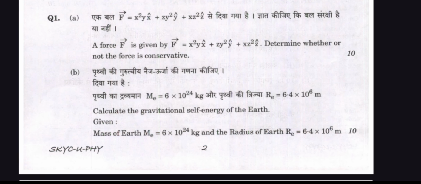Question 1A. A force vector F is given by F = x²y x-cap + zy² y-cap + xz² z-cap. Determine whether or not the force is conservative. And question B. Calculate the gravitational self-energy of the Earth, given the mass of the Earth M_E = 6 × 10^24 kg and the radius of the Earth R = 6.4 × 10^6 meters.